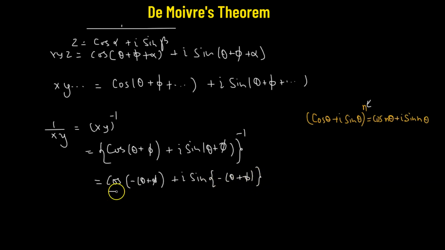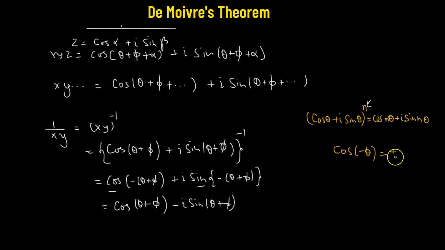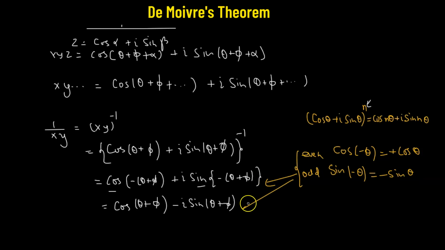Now cosine is an even function, so we'll simply have cosine of theta plus phi. And since sine is an odd function, we'll have negative iota times sine of theta plus phi. So let me state here, I used the fact that cosine of negative theta will be positive cosine theta because cosine is an even function, and sine of negative theta will be equal to negative sine theta because sine is an odd function. So we use this particular fact here and here.